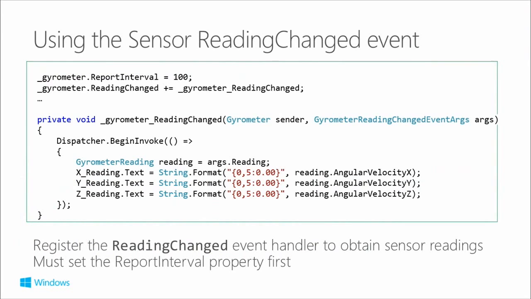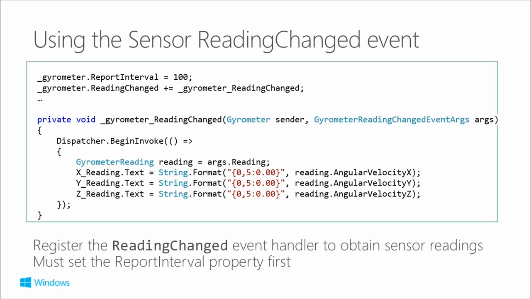So if you want to use a ReadingChanged event, then you set your report interval and hook up your ReadingChanged event handler, and then you will get events being fired at the report interval. The report interval is just a throttling device, so you don't get overwhelmed with readings. So you're saying, okay, I only want to get an update every 100 milliseconds, is the example here. Then the event will fire, and you can read whatever data that particular sensor gives you.